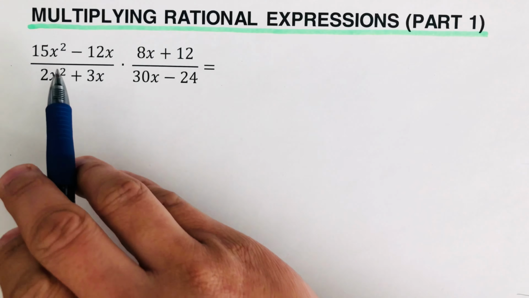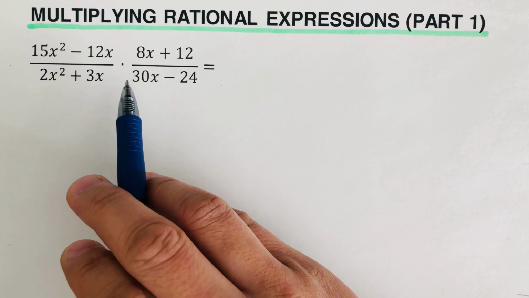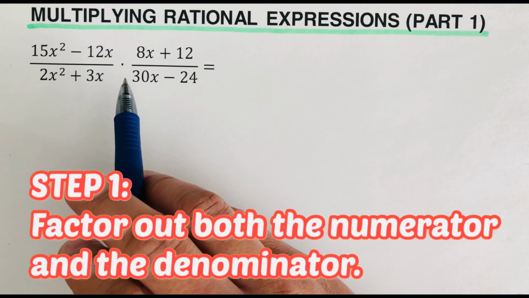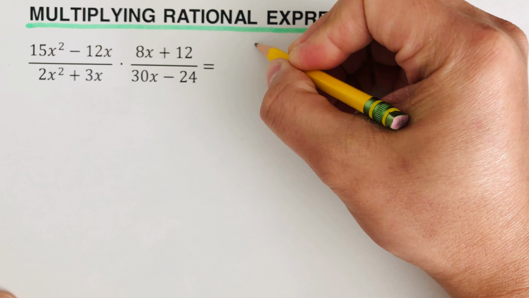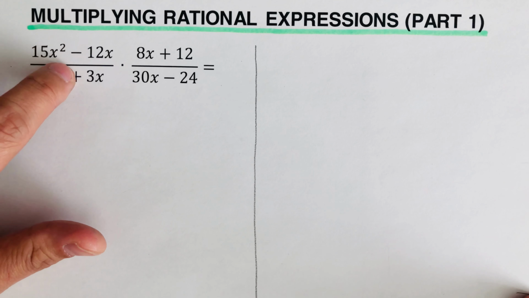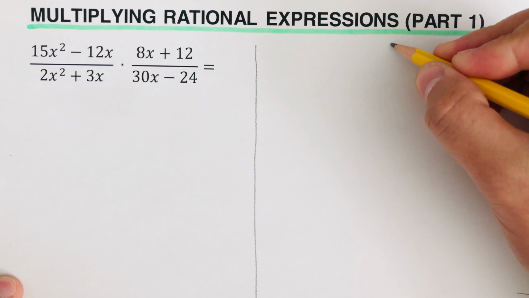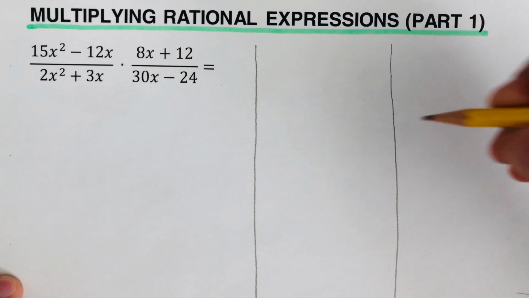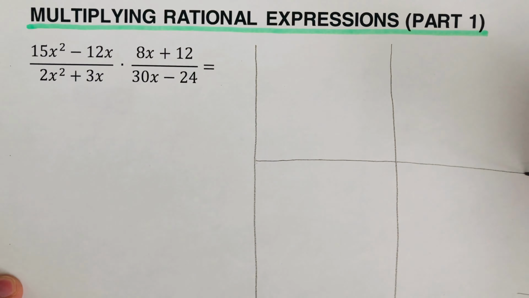Okay, in order that we can multiply these two expressions right here, there are steps that we need to follow. The first step is to factor out both the numerator and the denominator. So in this problem, I'm going to show the work on the side where I factor the numerator and the denominator of the first rational expression, and of the second as well. So then I'm going to have 4 boxes here, the 4 work for each of these, factoring them out.